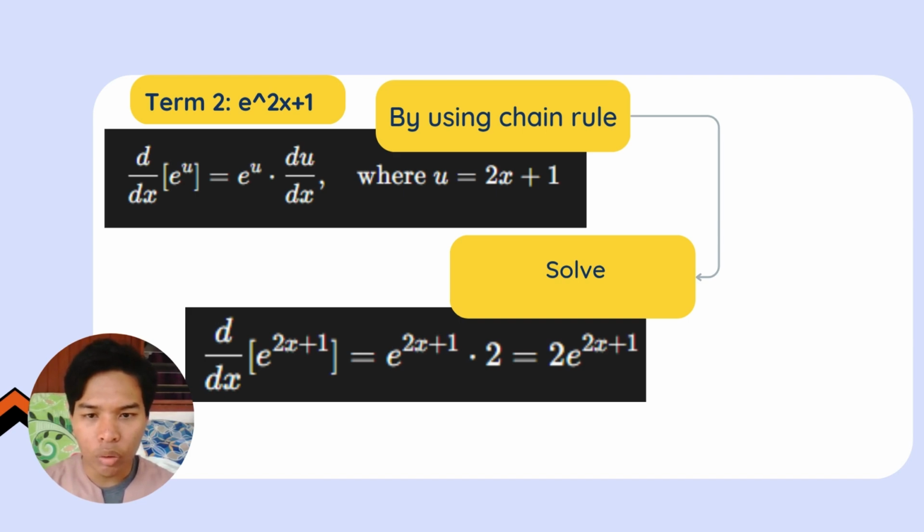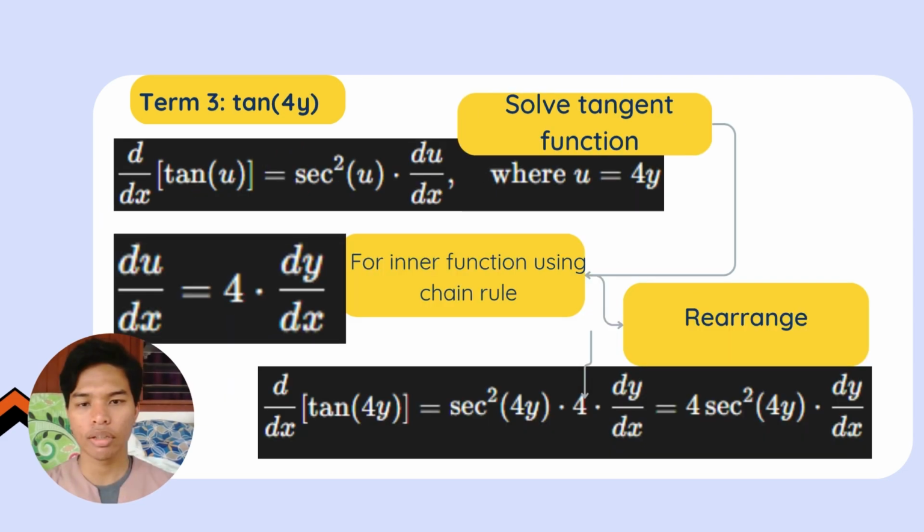Next, e to the power of 2x plus 1. By using the chain rule, we differentiate the exponent 2x plus 1 and get the value 2 times e^(2x+1). The third one, tan 4y. First, we differentiate the tangent function, where we get tangent equal to secant squared, and after that, we differentiate the inner function by using the chain rule and we rearrange the value into the equation.